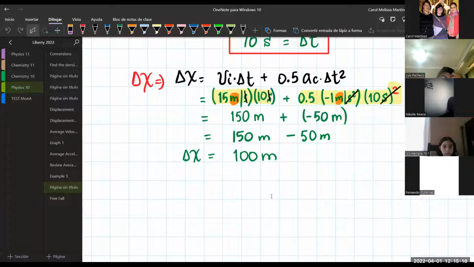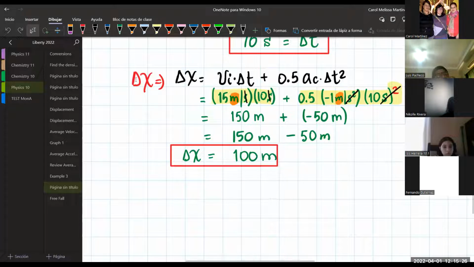So how far did the car travel during the braking period? The car traveled 100 meters because the car didn't completely stop.